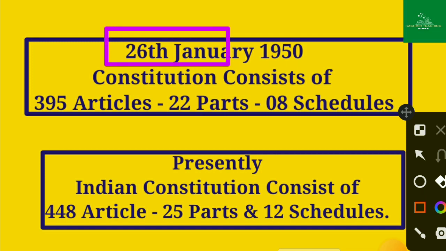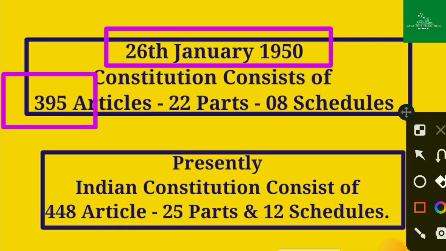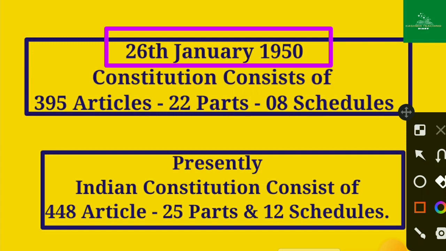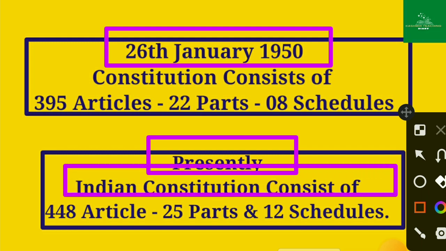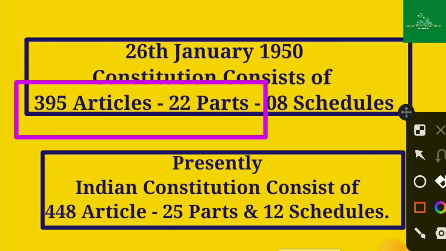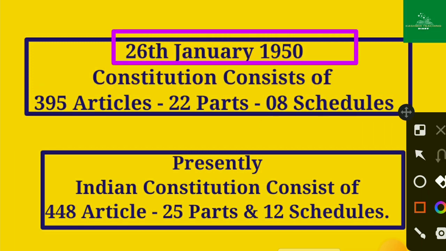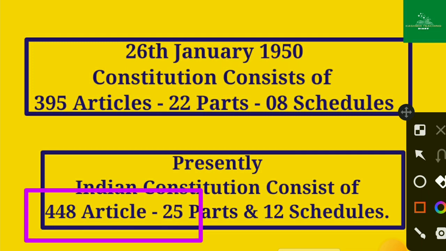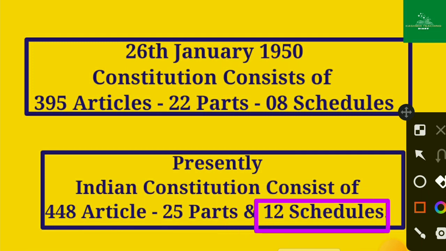On 26th of January 1950, when the Indian Constitution came into effect, it consisted of 395 articles, 22 parts and 8 schedules. Since then, the Constitution of India has undergone continuous change, and presently it consists of about 448 articles divided into 25 parts and 12 schedules. This is the structure, or framework, of the Indian Constitution. We have already learned the 12 schedules of the Indian Constitution.